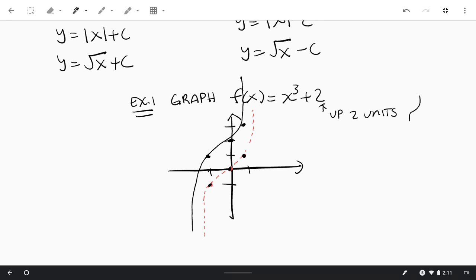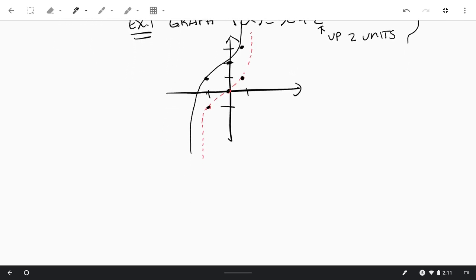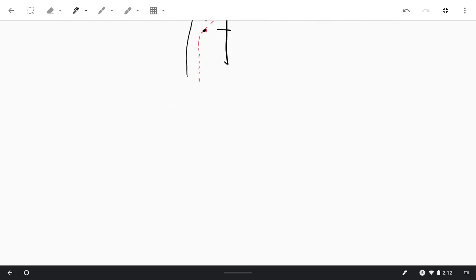Okay, so that's why it's important for you to know the basic shape of these parent functions, and also those 3 standard points for each one. If you don't know the 3 standard points, it's very easy to obtain them if you just make a table, but probably a little easier if you just memorize them.